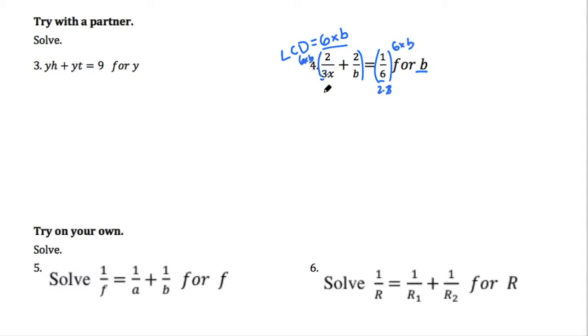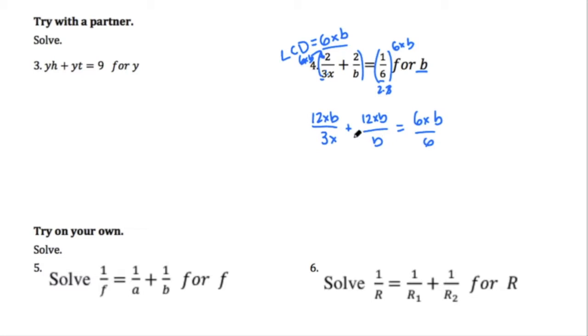Some of you might get quick enough to do this in a shortcut, but I'm just going to distribute this times the numerators of our fractions. So 6xb times 2 here would give us 12xb, and that's still over 3x, plus, and again we're going to multiply it by 2, so I'm going to get 12xb again, this time over b. And on the other side, 6xb times 1 is 6xb over 6.